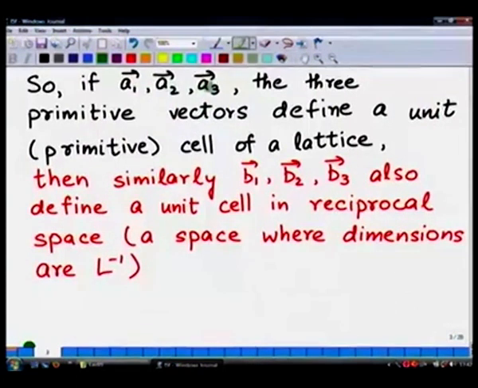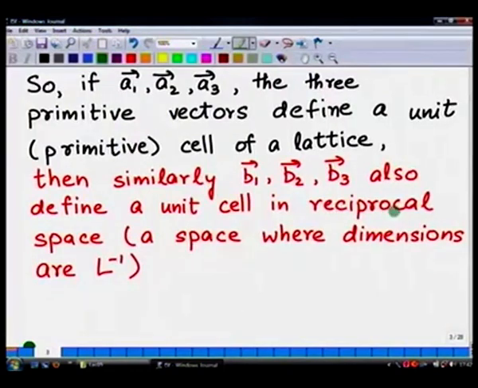But just like A1, A2, A3 three vectors defined a volume, and a volume which could be repeated and generated the lattice points, similarly, we can think of B1, B2, B3 generating a volume which then can be repeated, and it can generate a lattice, and that we will call as reciprocal lattice, which obviously belongs to reciprocal space.